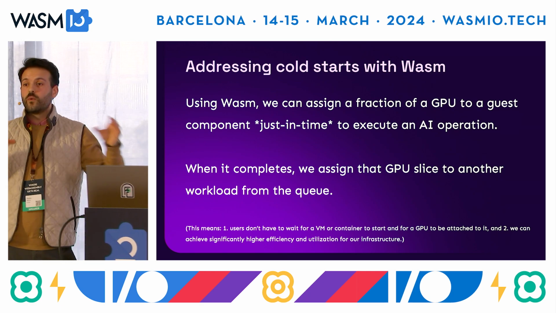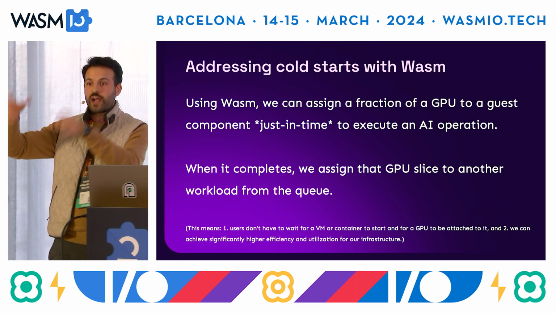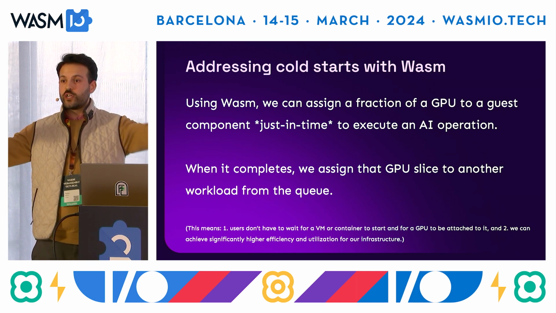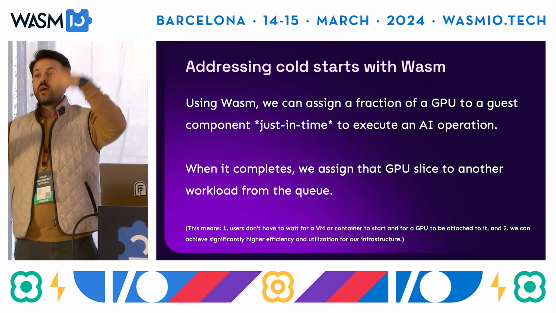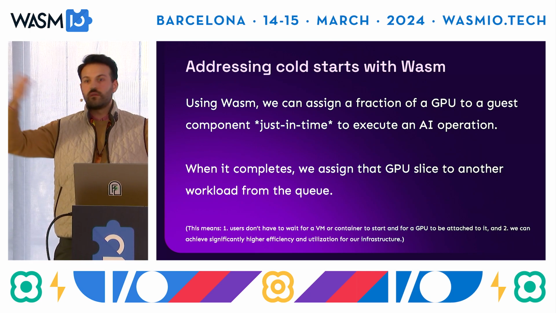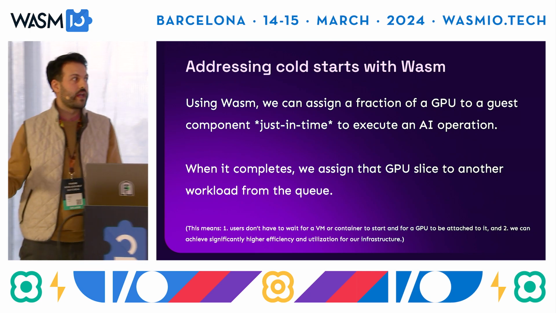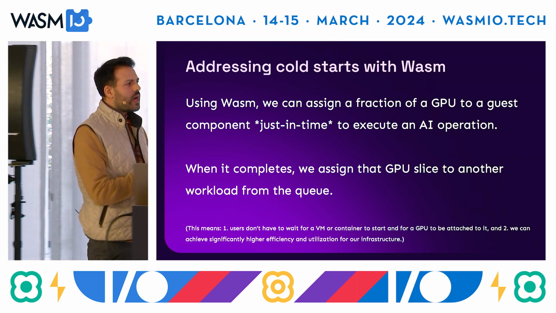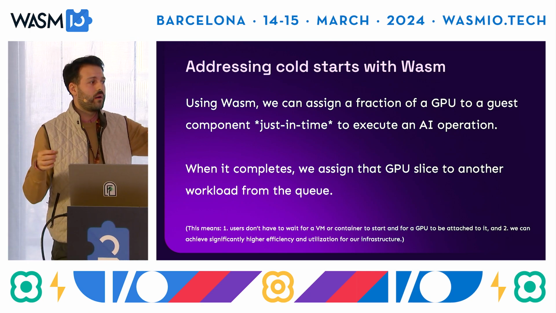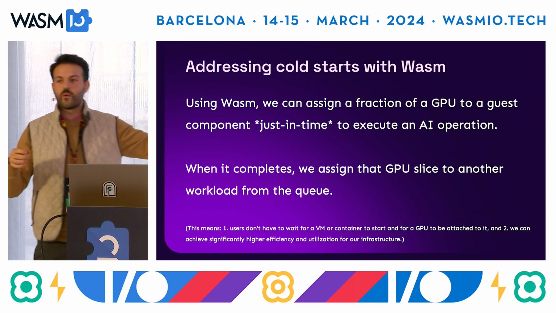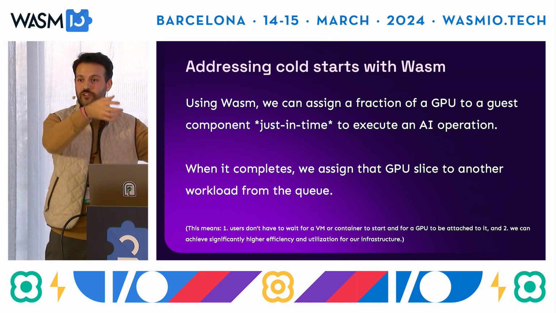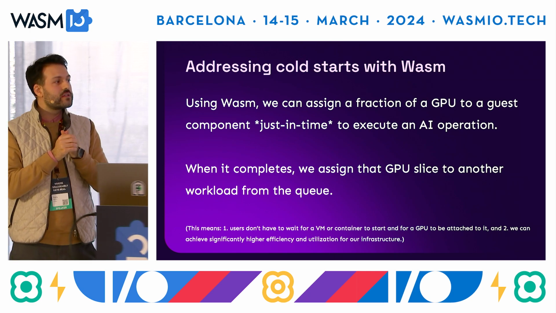So using WebAssembly, what we can do is try to attach a fraction of a GPU to a request handled by a WebAssembly component just in time as the request comes in, execute your inferencing, and then shut down your WebAssembly component, and use the portion of a GPU for something else. And so what that means is whenever a new request comes in, the user at the other end of the request doesn't have to wait for a VM to start and then to attach a GPU and then to execute your request.